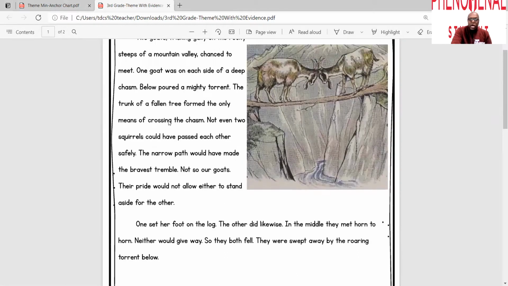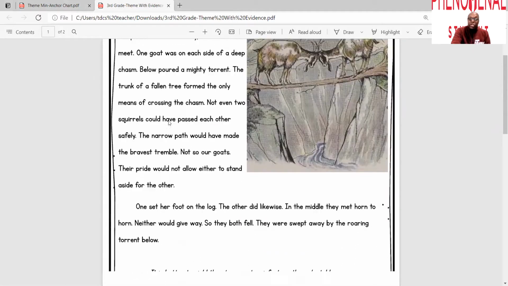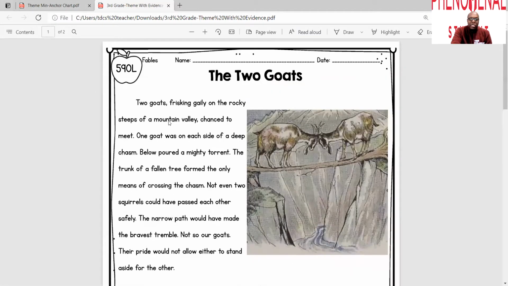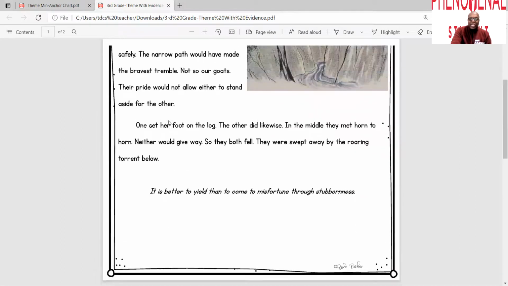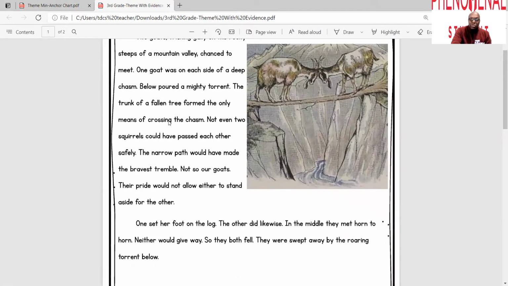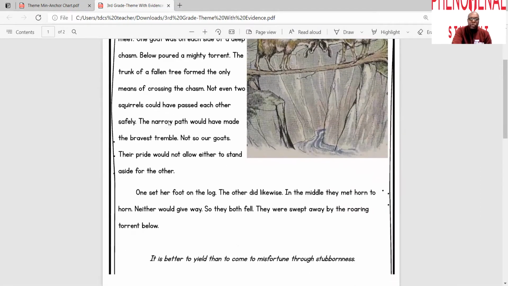So with this, you need to teach them what yield means and what misfortune means, and they'll talk about how the goats didn't yield, and then they fell to their deaths or fell in the water. And so they did this together collaboratively. I sent them into breakout rooms, and those in person could work together.